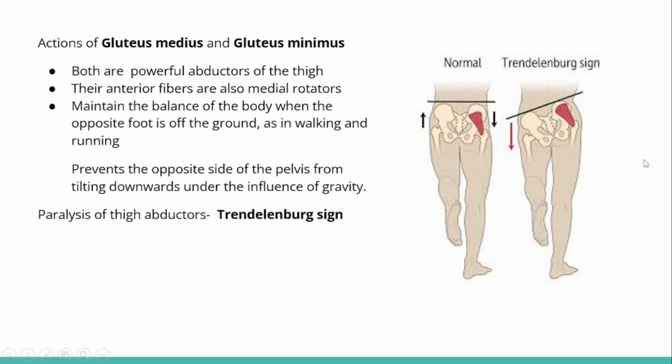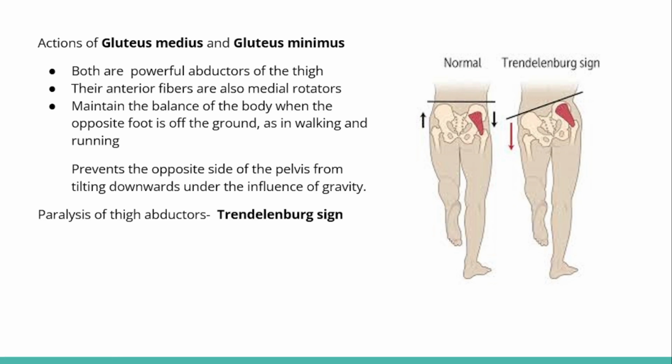So I mentioned, gluteus medius and minimus are both powerful abductors of the thigh, and their anterior fibers also act as medial rotators. These two muscles are very important to maintain the balance of the body when walking or running. When walking or running, the pelvis on the side where the leg is off the ground tends to tilt downwards due to gravity. But the contraction of the gluteus medius and minimus on the other side prevents this tilting.